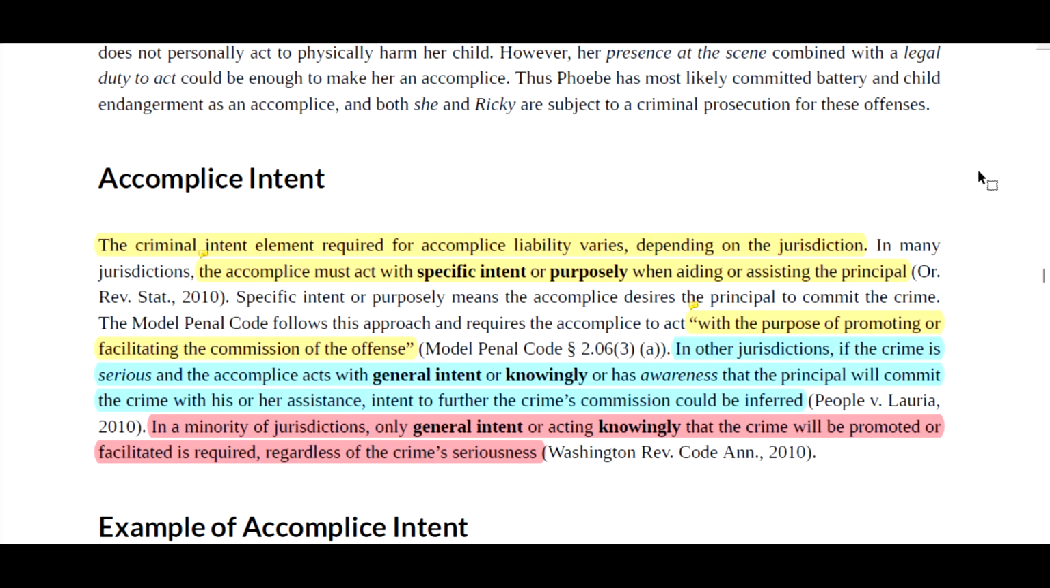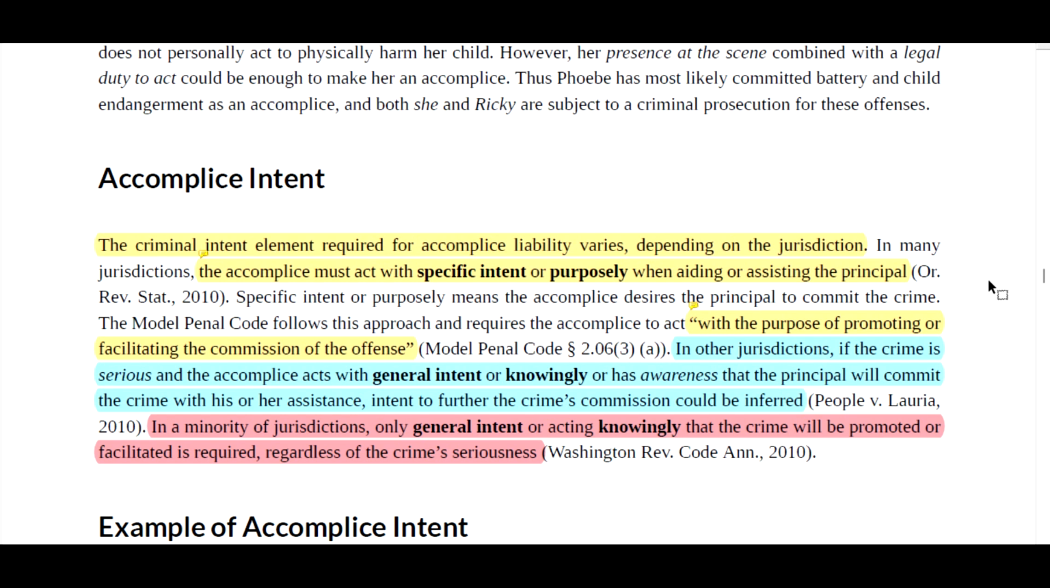So that does vary a little bit, but here in the state of Pennsylvania, an accomplice is someone who acts with specific intent or purposely. It's not just happenstance or reckless. It's specific intent and purposely. And the Model Penal Code, this is actually pretty close to the wording we use in our official Pennsylvania statutes, but with the purpose of promoting or facilitating the commission of the offense.